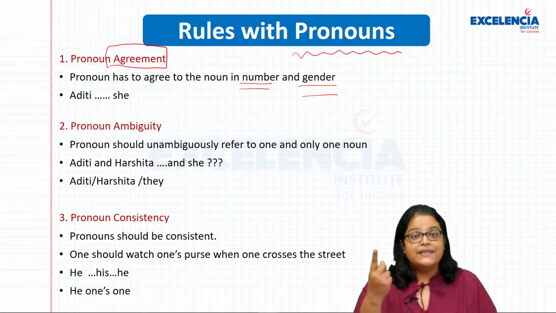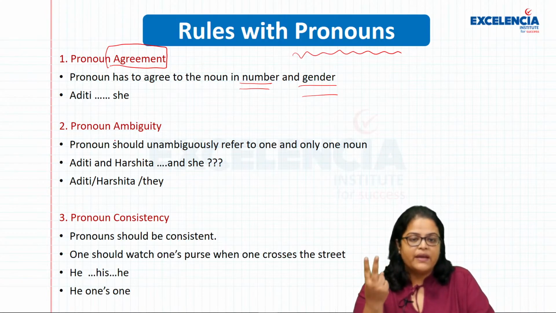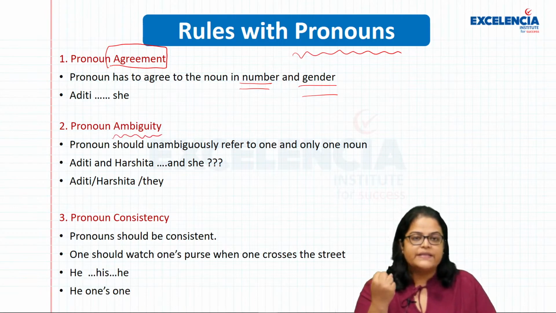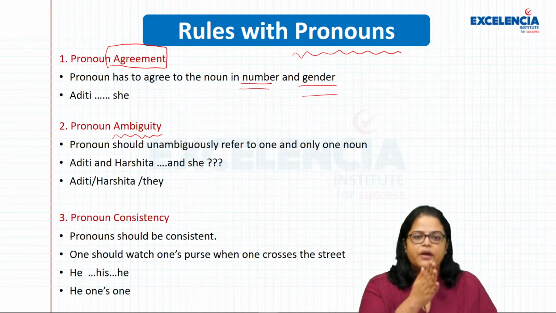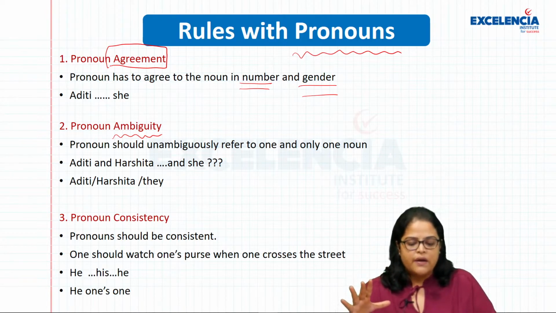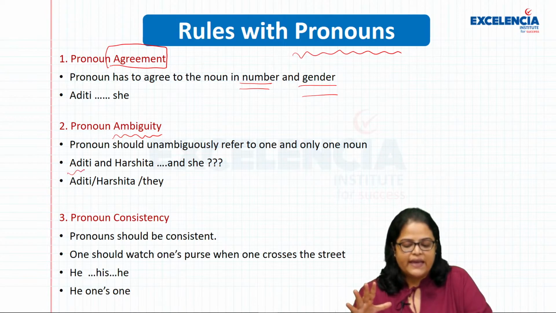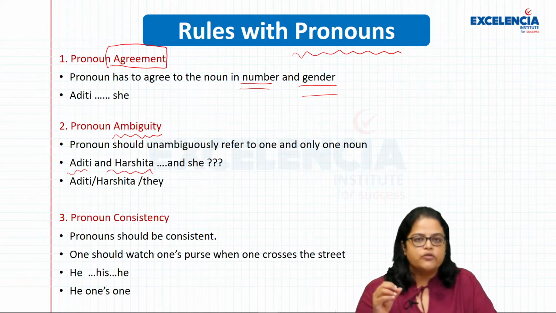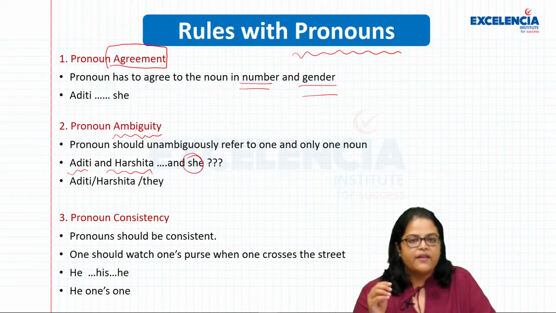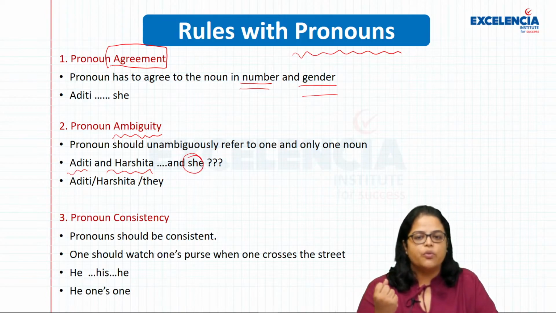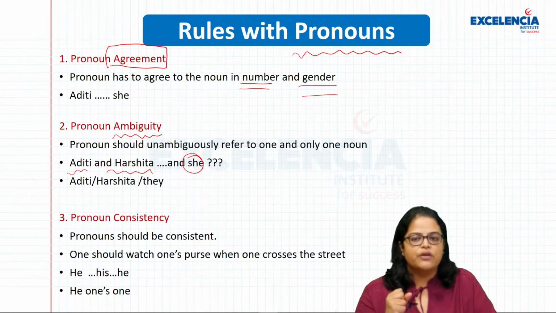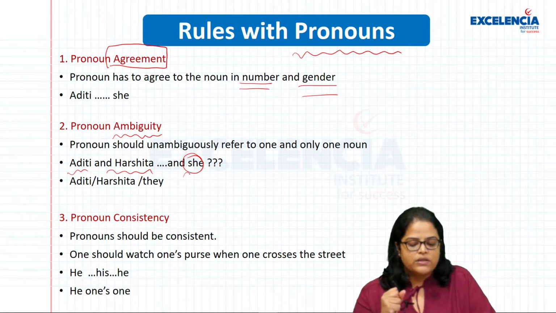The second rule is an interesting one, where we always falter. It's the pronoun ambiguity rule. Ambiguity says that the pronoun should unambiguously refer to one and only one noun. It cannot refer to multiple nouns. For example, if I say Aditi and Harshita were going to the party, and she was wearing a green dress, this she is ambiguous. I don't know what the she is referring to. So this is called an ambiguous pronoun. I cannot use a she here.